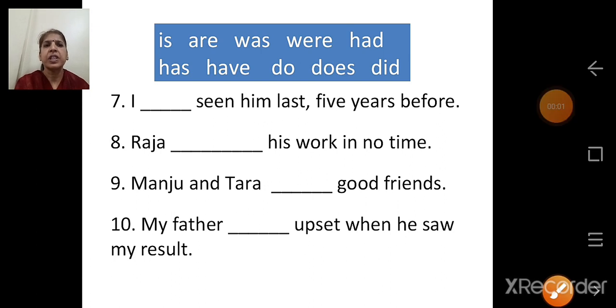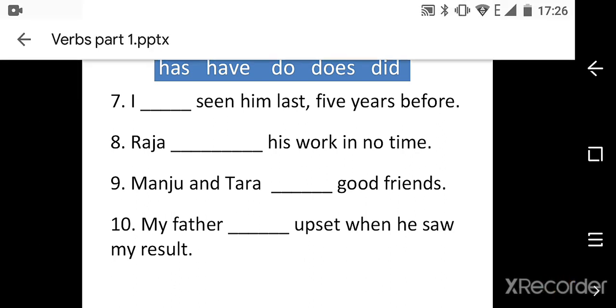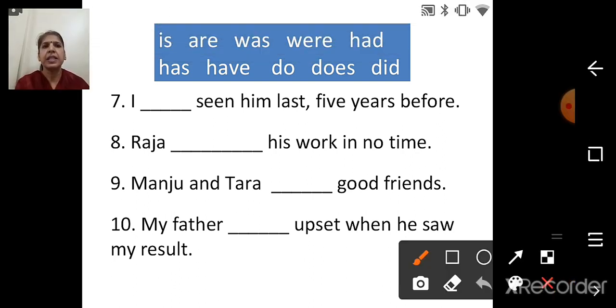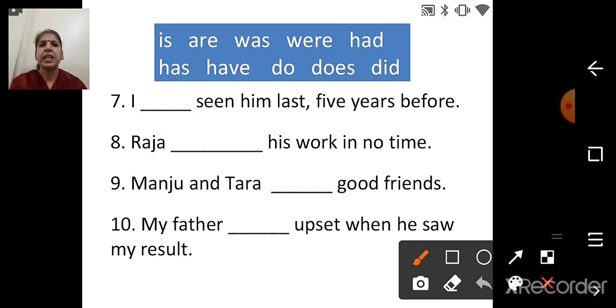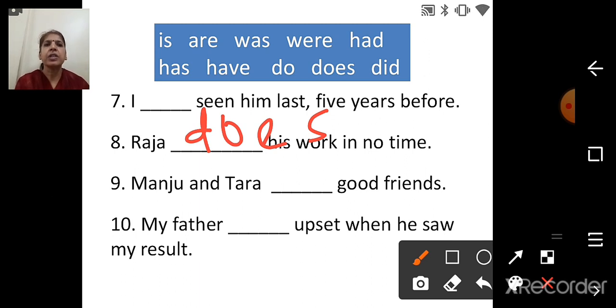So seventh one, children, the answer is: I had seen him last 5 years before. So the answer is had. The next one is: Raja does his work in no time. So the answer is does. Manju and Tara are good friends.